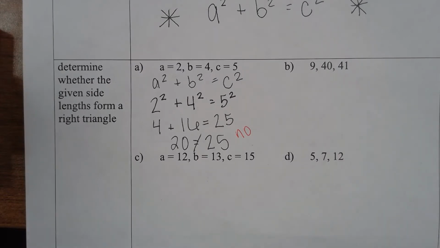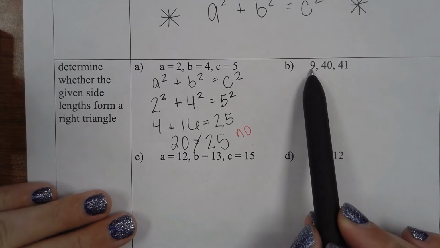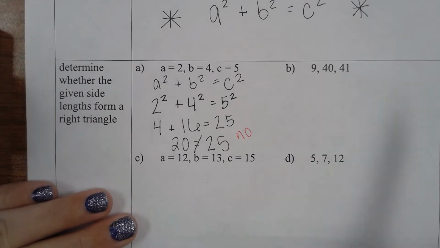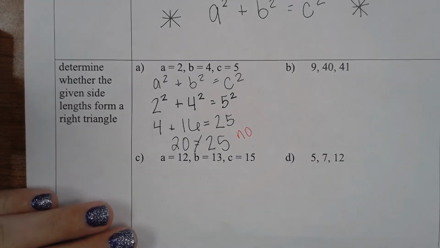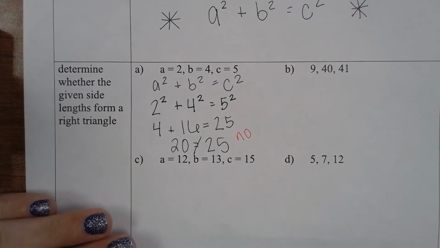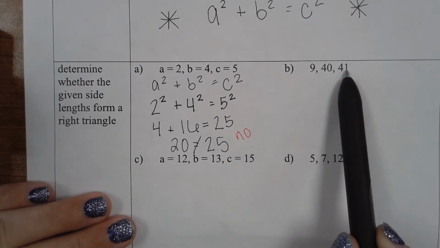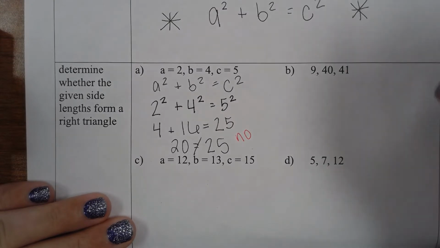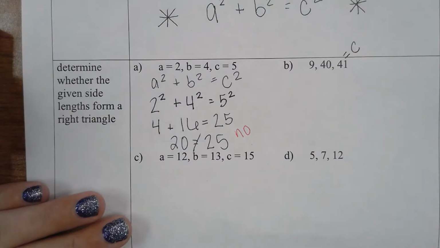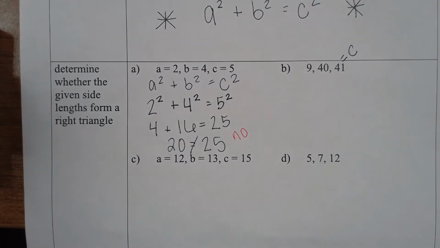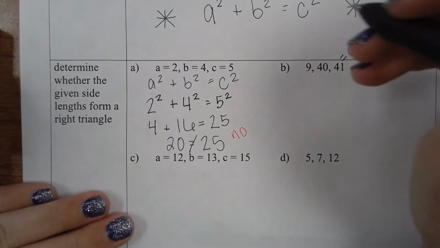So let's try B. We have 9, 40, and 41. So remember, even though these do not have what A, B, and C equal, your hypotenuse is always the longest side. So if we have these side lengths, 41 is the biggest, so we know that 41 is going to be our C, or our hypotenuse. And then the 9 and the 40 are going to be our legs.